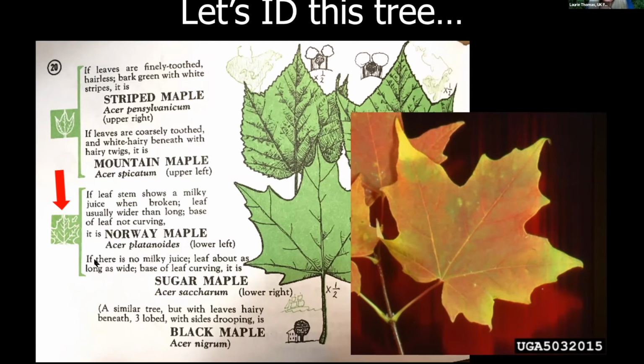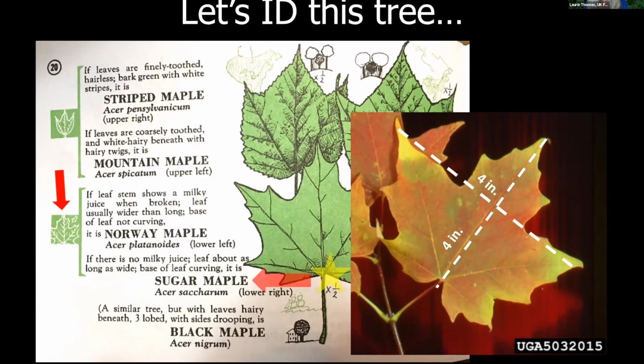And this is our second option, if there is no milky juice and the leaf is about as long as it is wide and the base of the leaf is curving. Base of the leaf is curving, and our leaf is about as long as it is wide. And you can figure that out if you're like, I don't have a ruler. The back of those tree finders, they have a ruler on them. So that helps you. Sometimes they ask questions like this, is it as broad as it is long and whatnot.